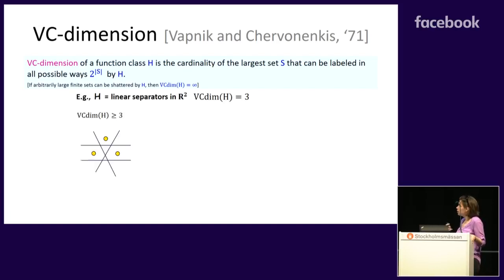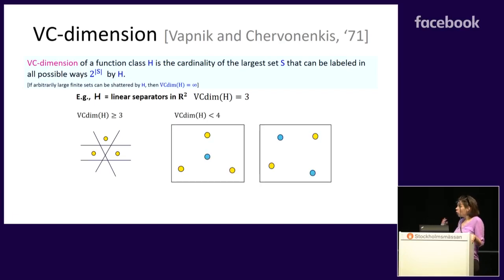So for example, the VC dimension of linear separators in R^2 is 3. It turns out that you can show that any set of 3 points that can be put in a triangle like this can be labeled in all possible 2^3, which is 8, ways by linear separators. So for example, if I want to label this one as plus and these other 2 as minus, I can just use this linear separator here, and you can show that all the labelings are achievable. So there exists a set of 3 points that can be labeled in all possible ways by linear separators in R^2.